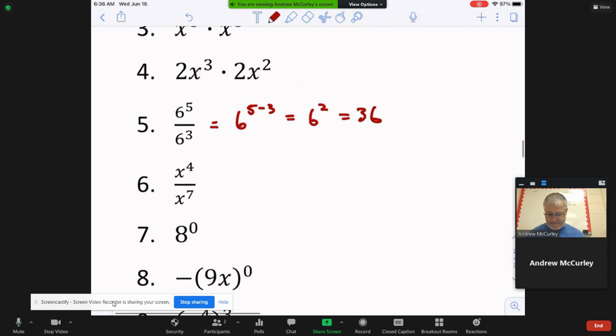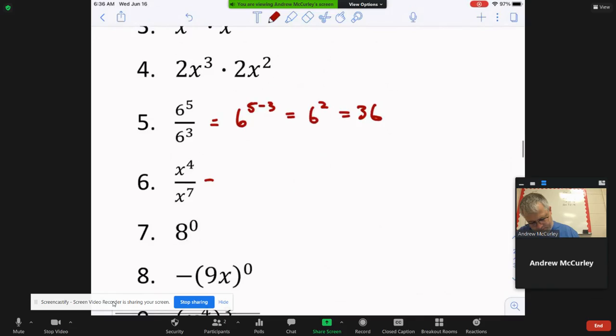I like number 6. This is going to be x to the 4 minus 7. Like I said, we're always going to start in the numerator. So this is x to the negative third. It is a negative exponent. It's got to move, so we need 1 over x cubed. It's got to go.